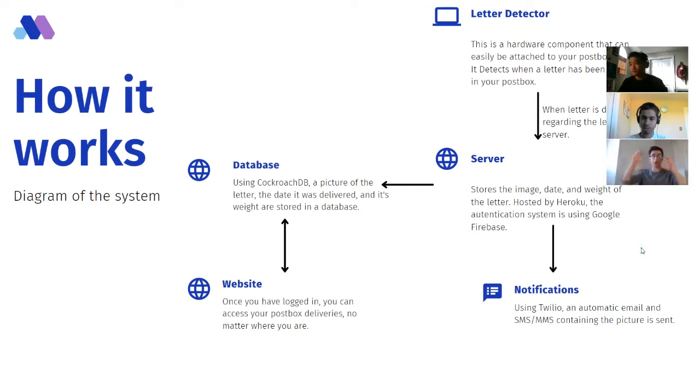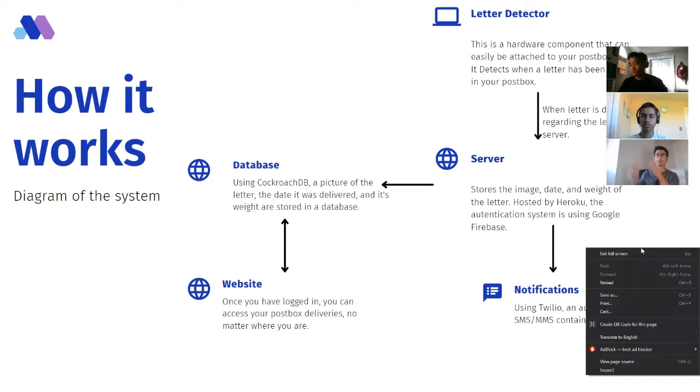a picture of that letter to the server. The server sends a notification to you. We use Twilio for the notifications, and the server also stores it in the database, which we use CockroachDB for. And all the website does is it just fetches the information from the database and displays it to you.